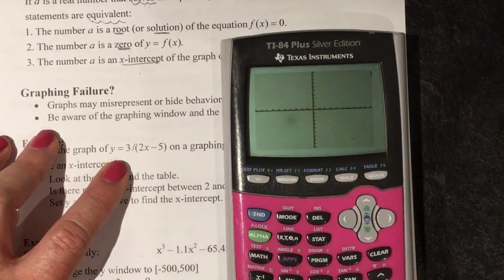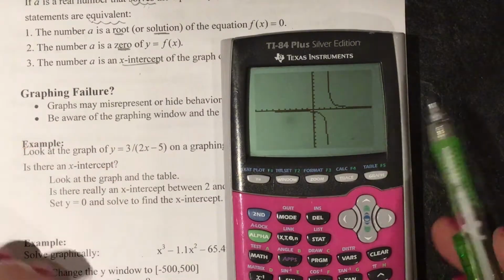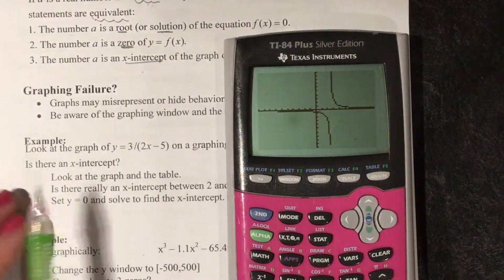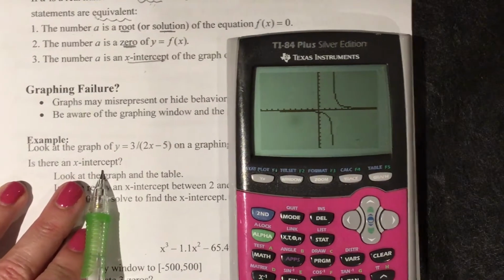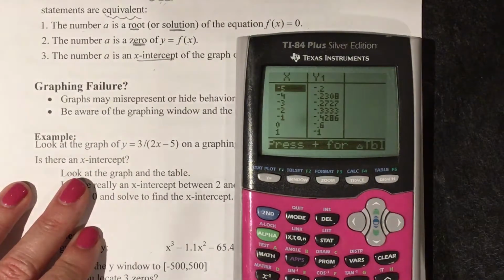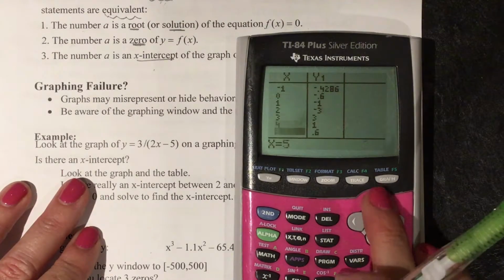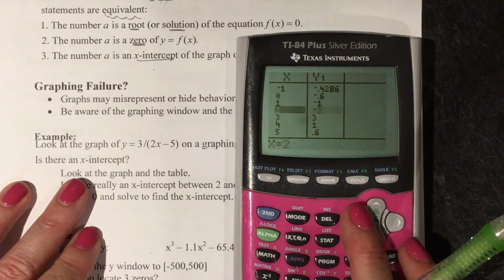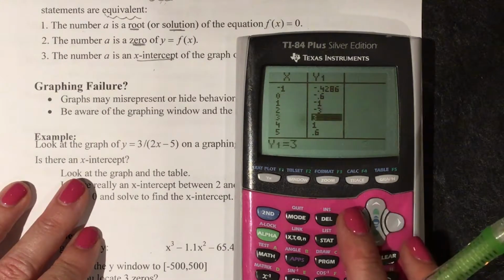We're going to graph that, and we do have our standard axes, and I see we have a split graph. So let's look at, and it says, is there an x-intercept? Well, why in the world would we be thinking that there was an x-intercept? Well, let's go to the table, and if you notice that if I go to the point 2, negative 3, and then 3, 3.